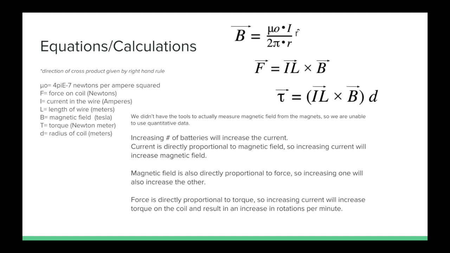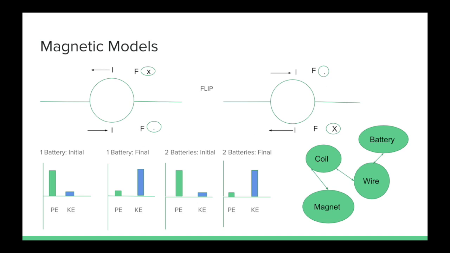Magnetic field, force, current, and torque are all directly proportional as seen by the given equations. So, increasing the number of batteries will increase the current, which will increase the magnetic field, which will increase the force acting on the wire loop, which will finally increase the torque and result in more rotations per minute. When a current-carrying conductor is placed in a magnetic field, a torque will be developed on it, hence it moves.